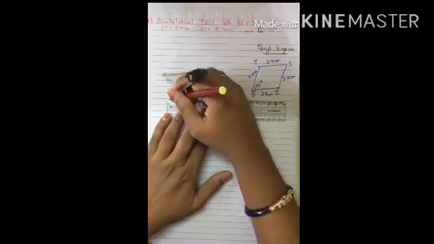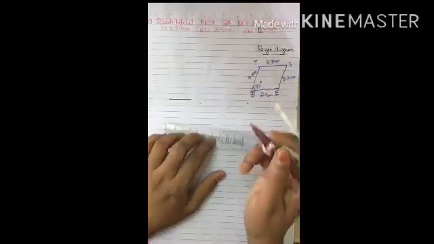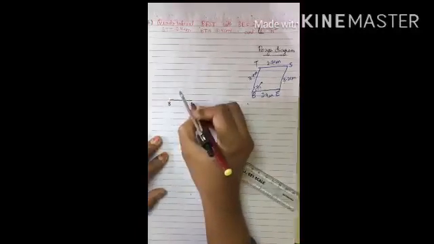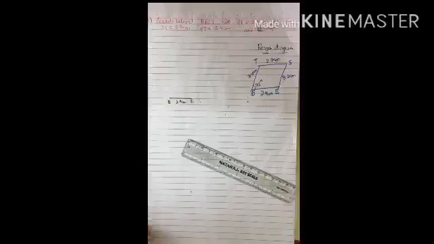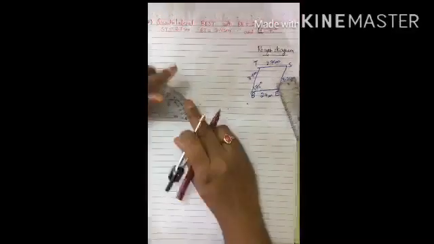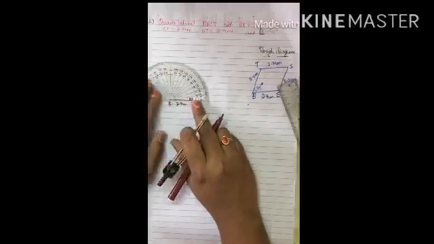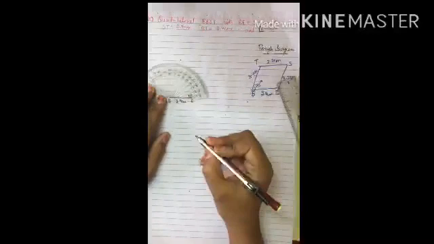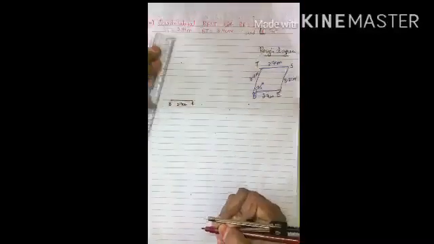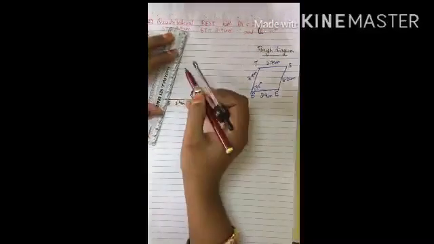So draw BE. How much? 2.9 centimeters. Okay. Next, take the protractor, keep it on B. Mark 75 degrees. Here this is 75. So mark a point, take the ruler and draw a ray.